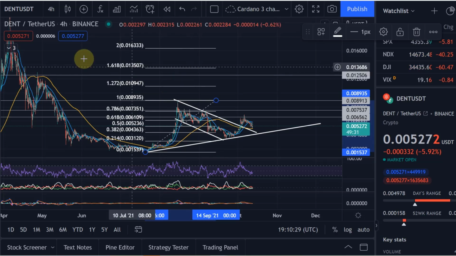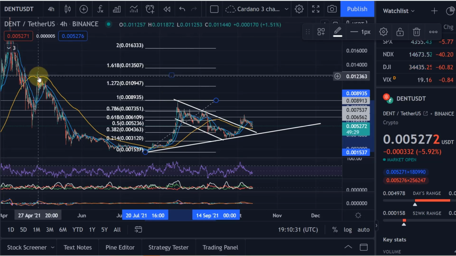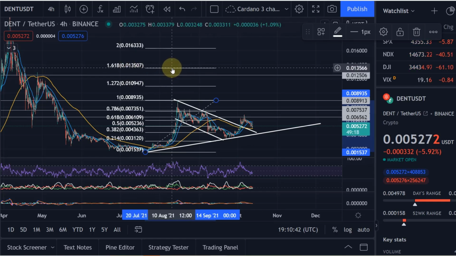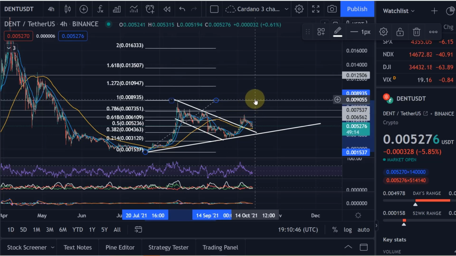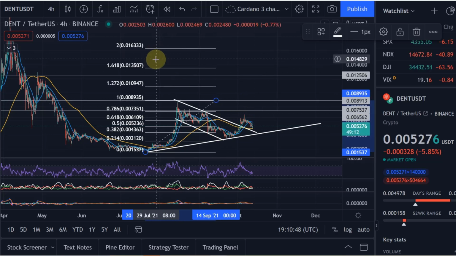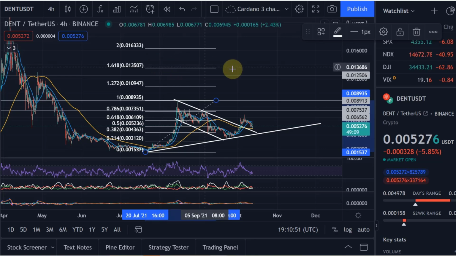Then we have that high here. I think that is not an extension level, but it's an important resistance level that we will have here at 1.24 cents, right? After that, we've got the 1.618 Fibonacci extension level. That's certainly one where I think if we break above the neckline of that cup and handle, that we'll get to this one here, which is the 1.35 cents.